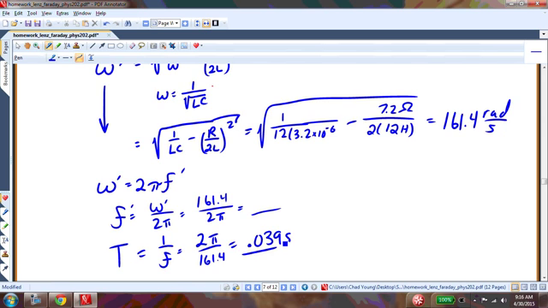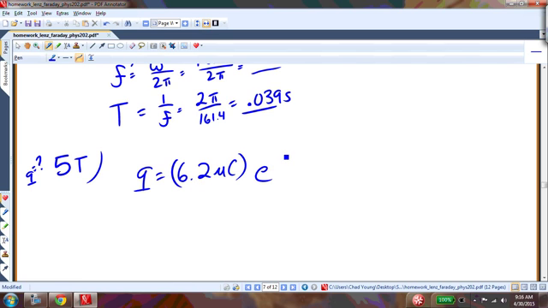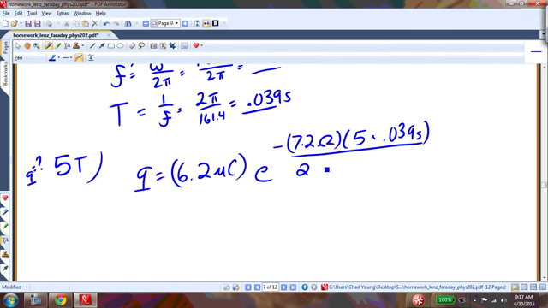Okay, so now I'm ready to calculate my charge, because I want to know what is the charge after 5 time intervals, after 5T. What is Q equal to? Q equals what after 5T? And so I just say Q is equal to 6.2 microcoulombs, that's my maximum charge, times e to the minus Rt over 2L. R is 7.2 ohms. T is going to be 5 times 0.039 seconds over, was it 2L? Oops. Sorry about that. 2 times, I think this was 12 henries. Yeah.